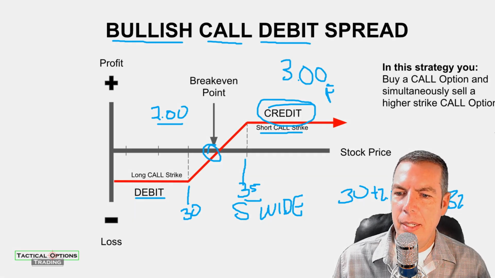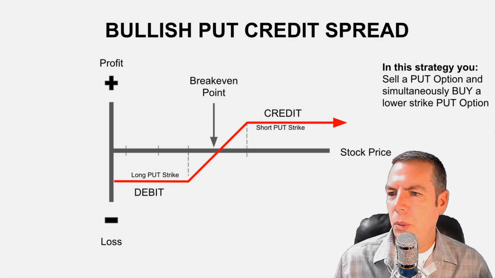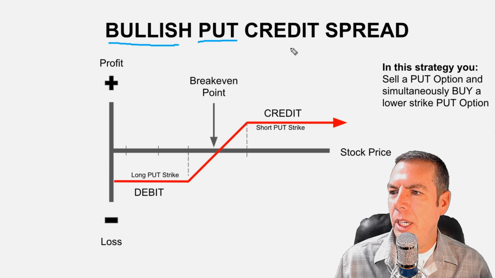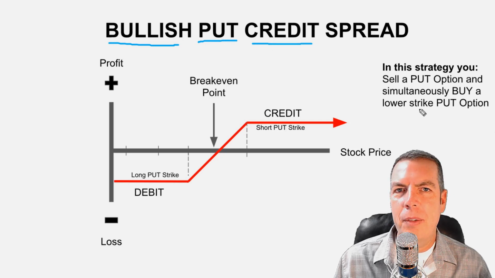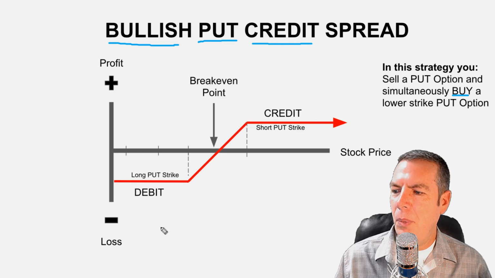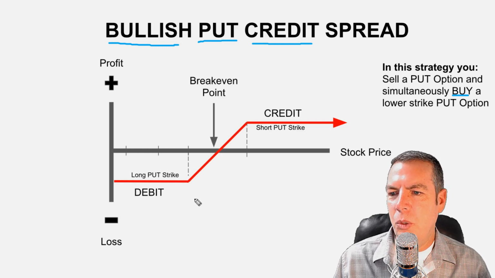All right, let's take a look now at a bullish put credit spread. When we're looking at a bullish put credit spread, again, this is a bullish play. This is going to be on the put side of the options chain, and we're going to be receiving a credit for this trade. In this strategy, you're going to be selling a put option, and simultaneously buying a lower strike put option. The reason we'd want to buy that lower strike would be to protect us on the downside.